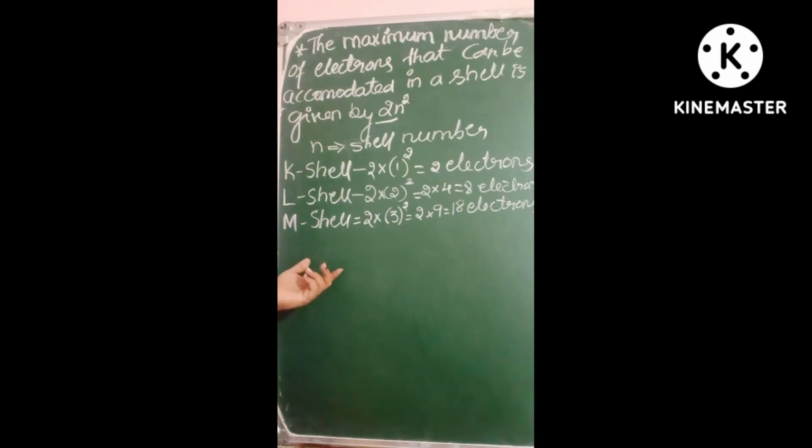In the same way you can calculate for the nth shell, and for any number of shells we can calculate how many electrons can be accommodated using this formula. This is all about the modern periodic table.